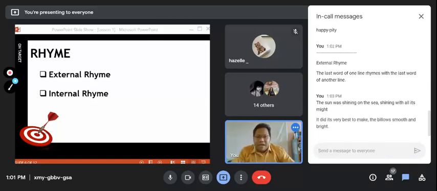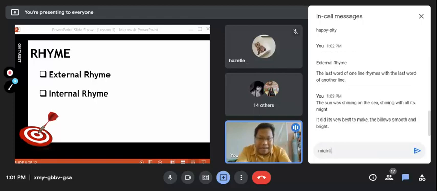These are the first two lines of the declamation piece entitled The Walrus and the Carpenter. The sun was shining, the first line says, the sun was shining on the sea, shining with all its might. Second line, it did its very best to make the billows smooth and bright. So there are two lines here, and let's examine the last word of the first line, which is might.